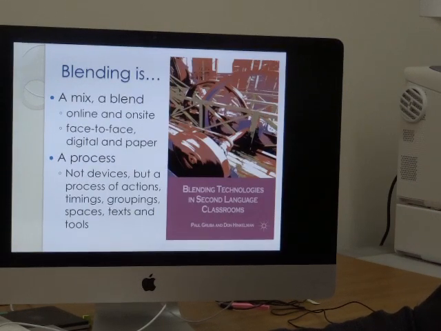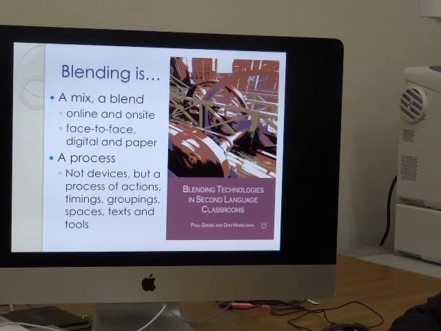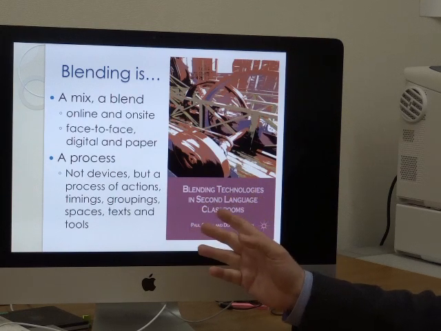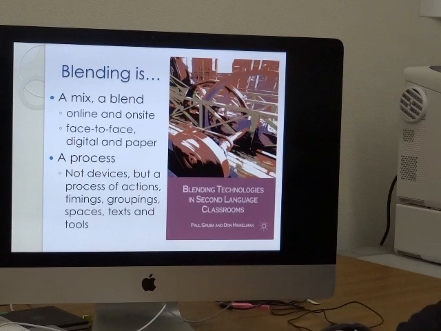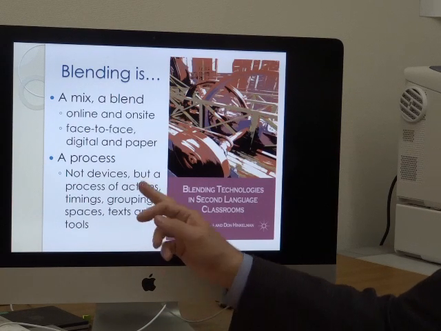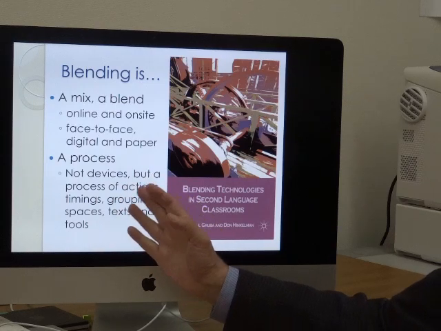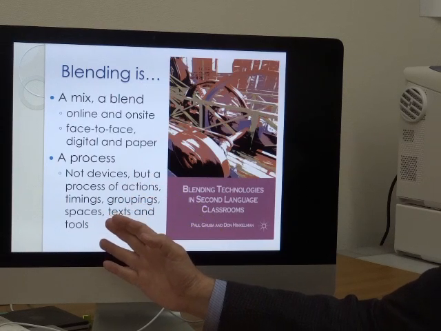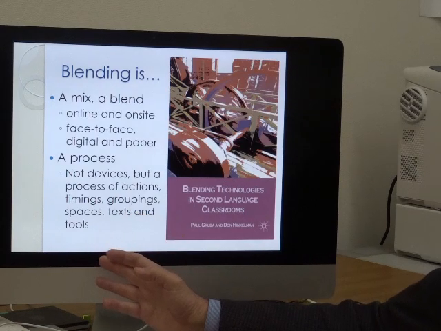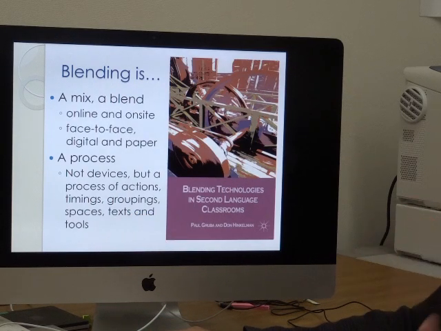Blending is a mix, a blend of online and on-site, face-to-face, digital, and paper. This is the first edition of the book, Blending Technologies in Second Language Classrooms, which I wrote with Paul Gruba in 2012. And in it, we describe the process of language learning as not devices, but a process of actions, timings, groupings, spaces, texts, and tools. Those are the dimensions of the language learning process.